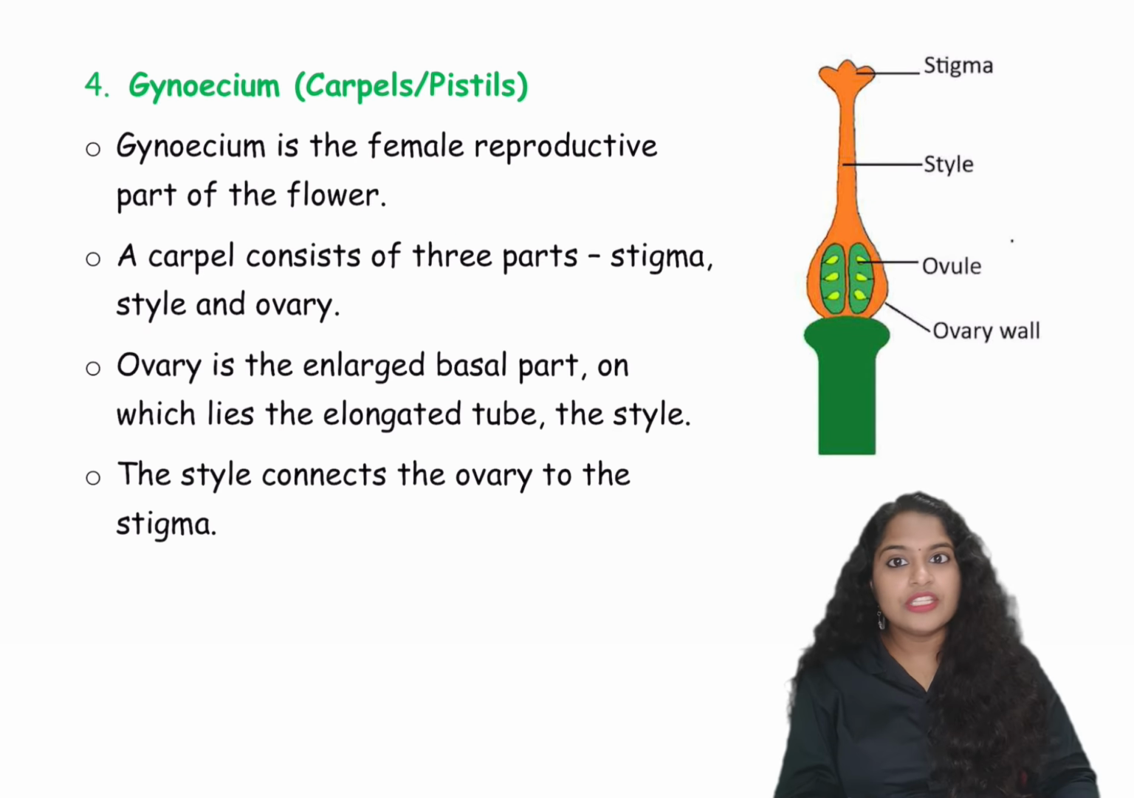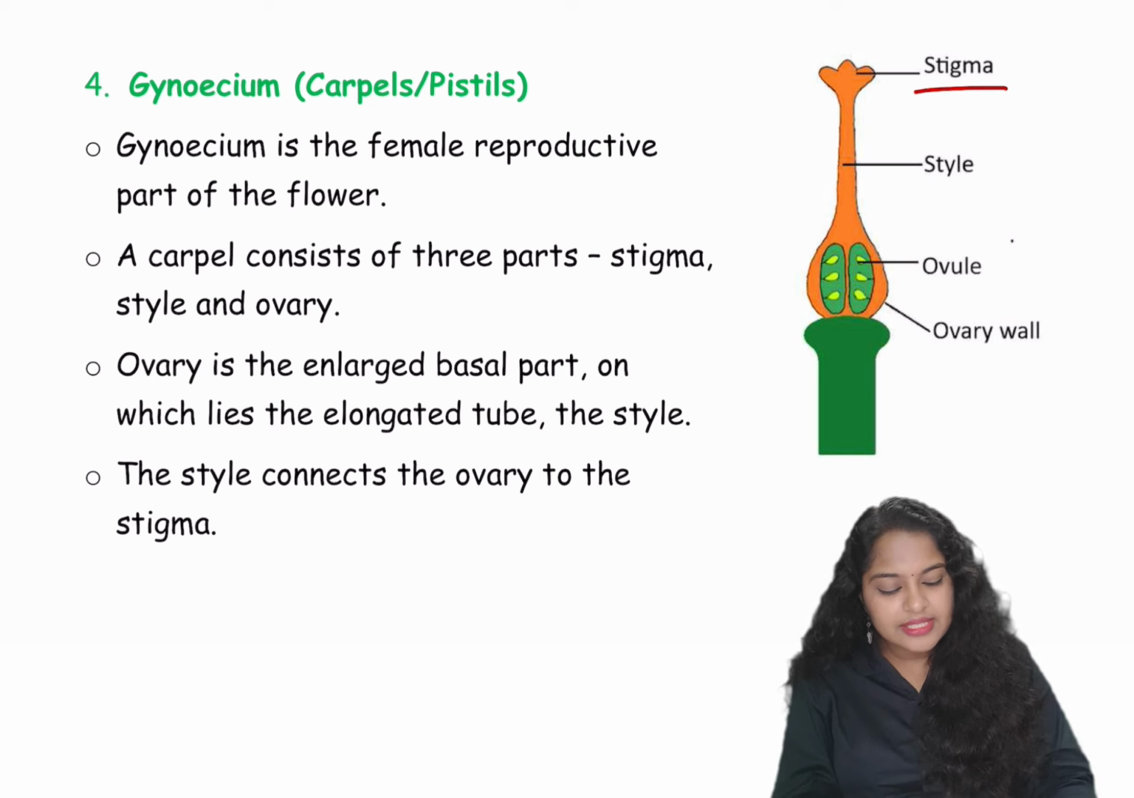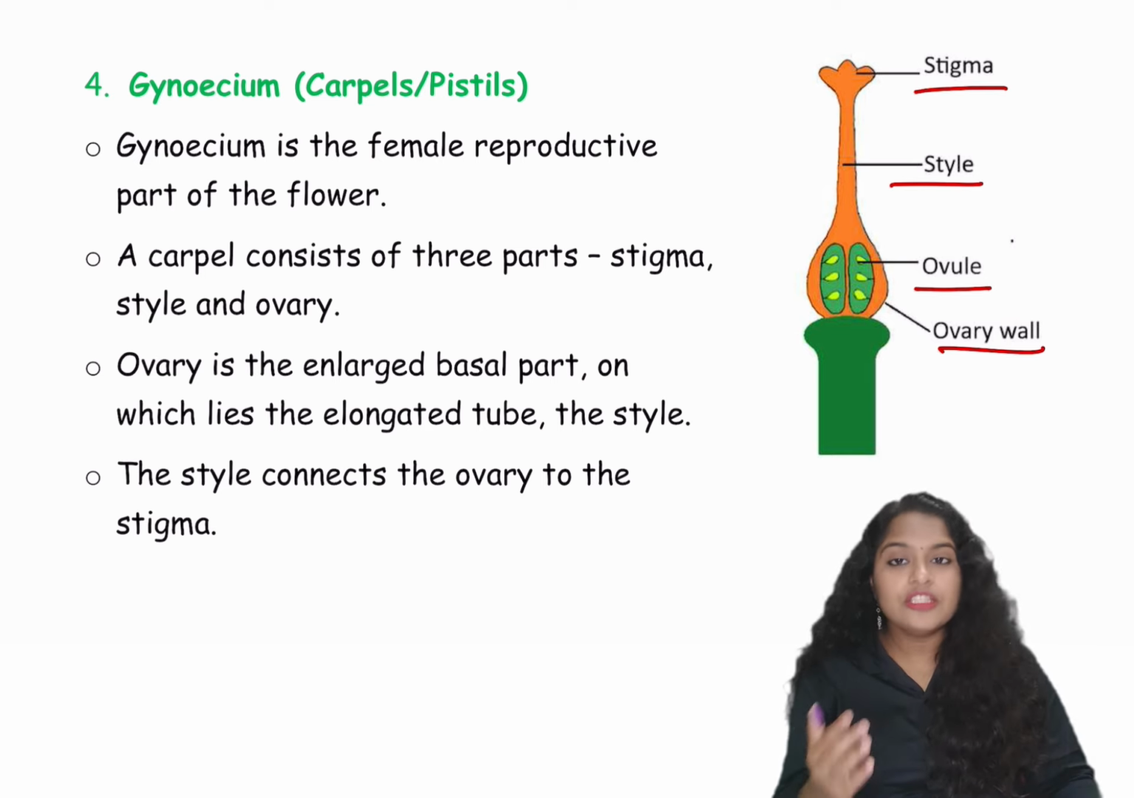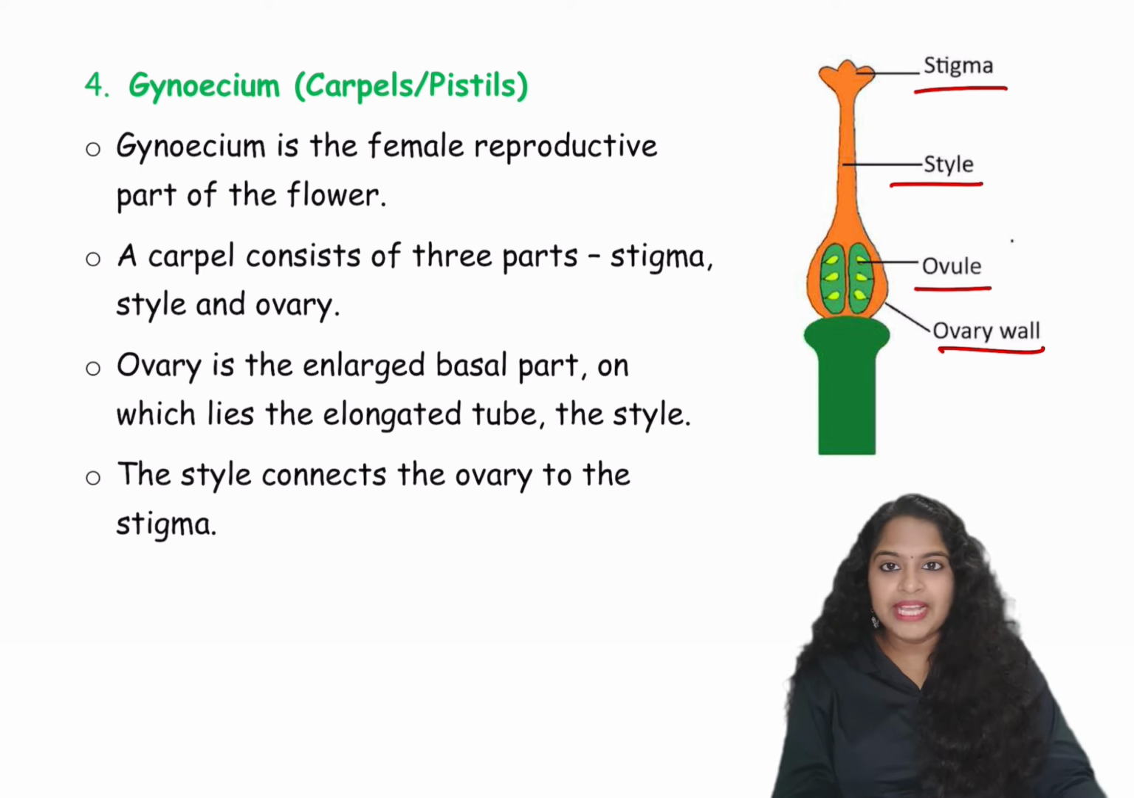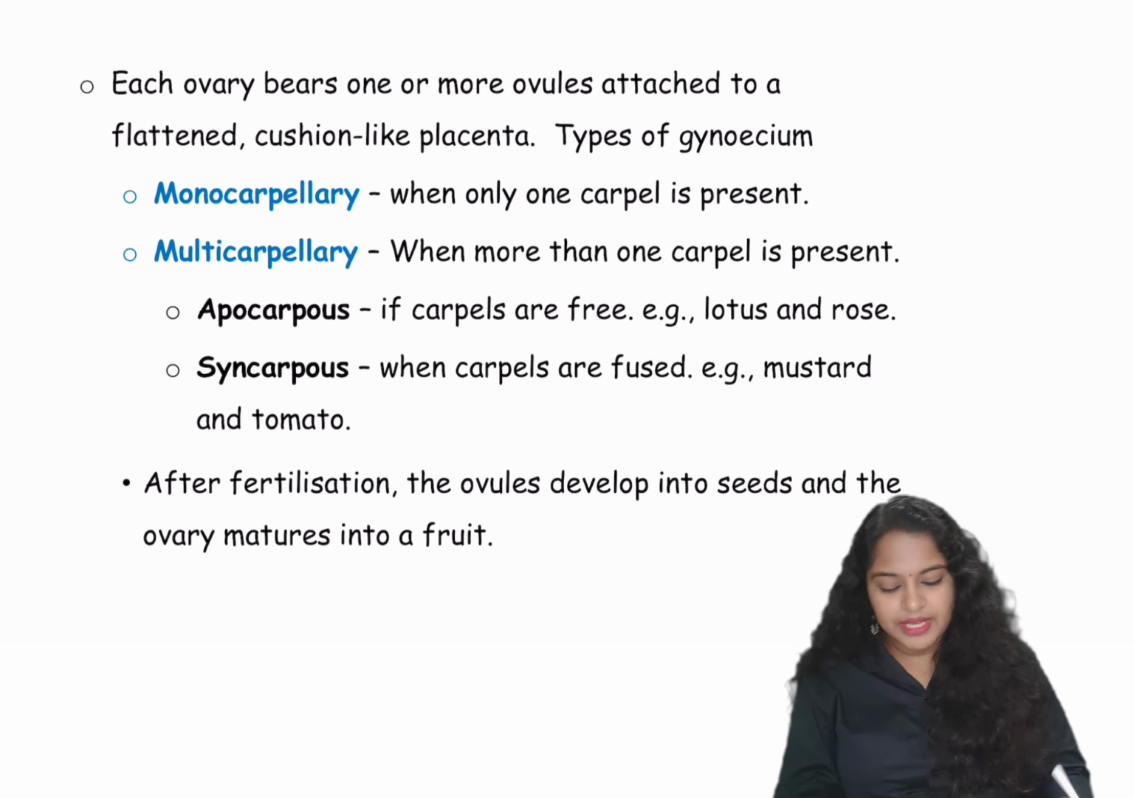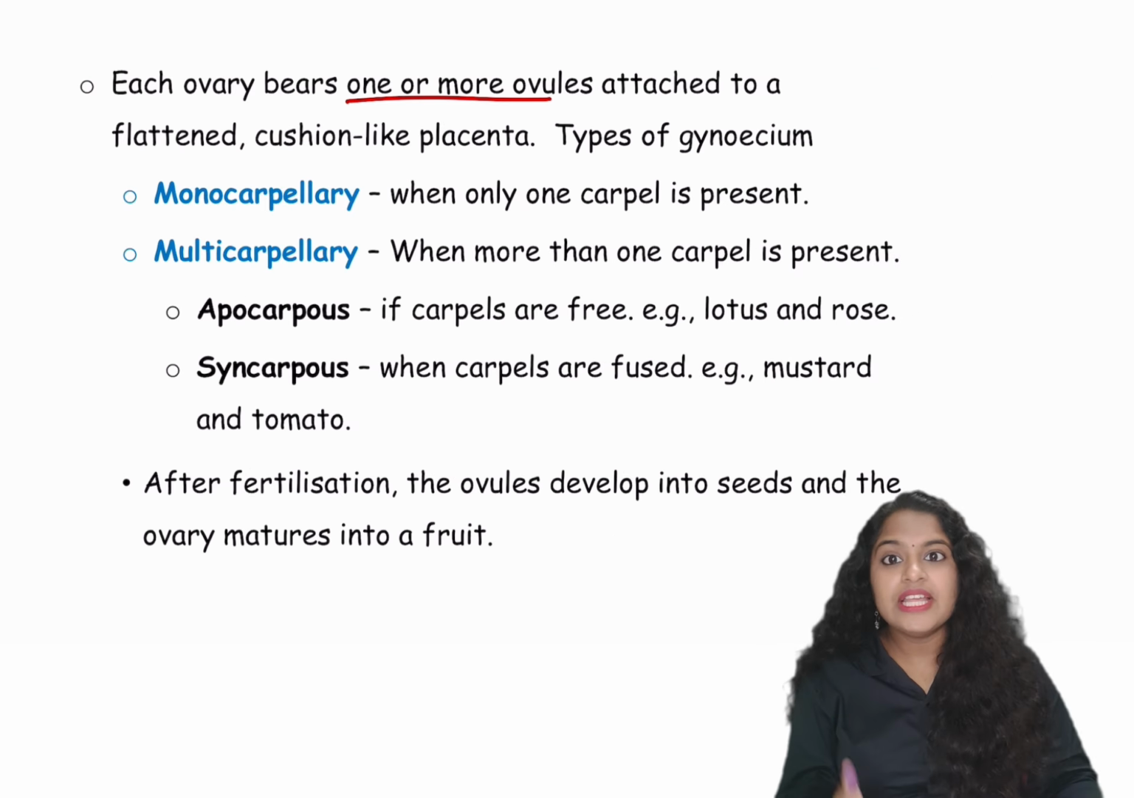The carpel consists of three parts, that is stigma, style and ovary. And the ovary contains the ovule within it. This ovule is the place where you can find the female germ cells. Stigma is the place where pollen grains land and germinate, and the pollen tubes will pass through the style towards the ovary, and enter into the ovule through a small region called the micropylar region. Each ovary bears one or more ovules which are attached to a flattened, cushion-like placenta.